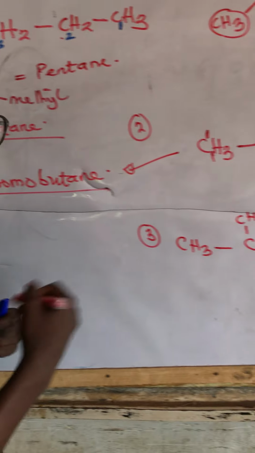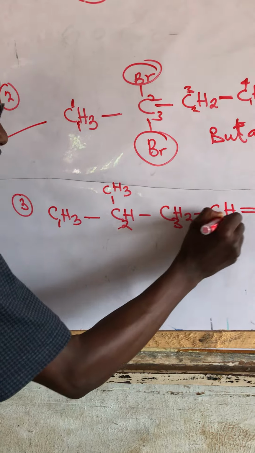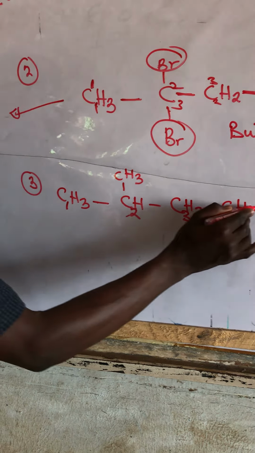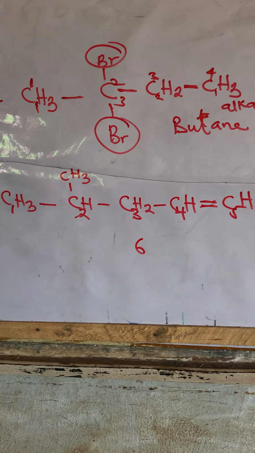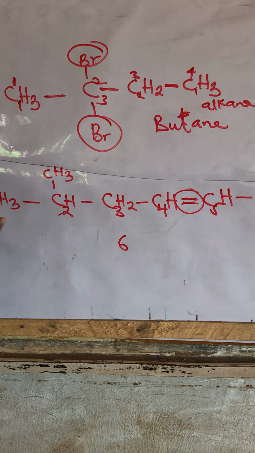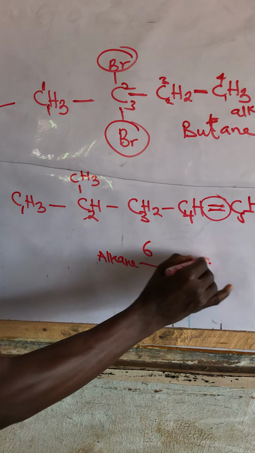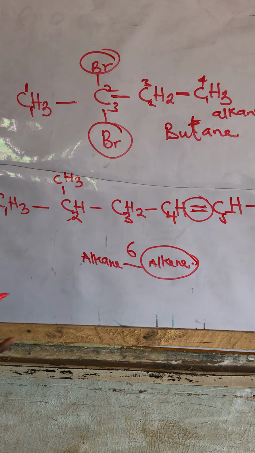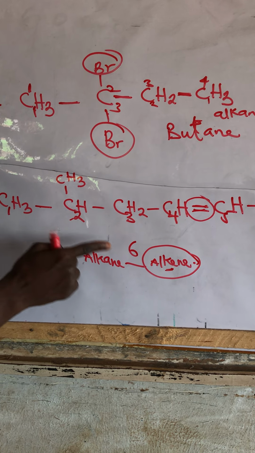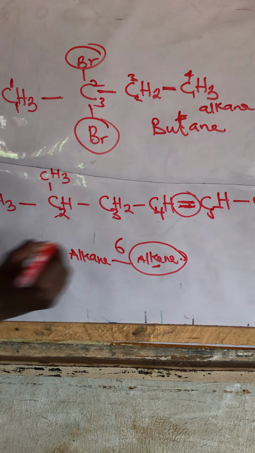Now, to the third question, we have carbon 1, carbon 2, carbon 3, carbon 4, carbon 5, carbon 6. Now it is obvious in this place that our longest carbon chain is 6 carbons. But in this place we have the presence of a double bond, in which it has transformed from alkane to alkene. Now, alkene takes priority over alkane. If I'm to name my alkene in this place, I have to look at where the smallest number is for the double bond of my alkene compound.